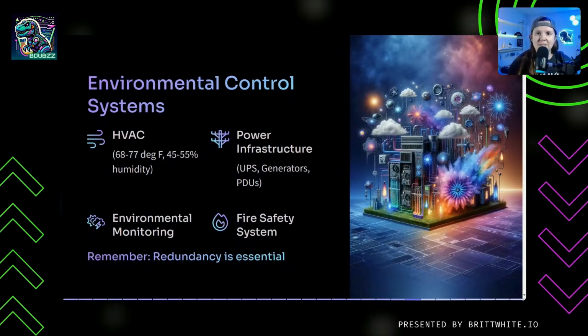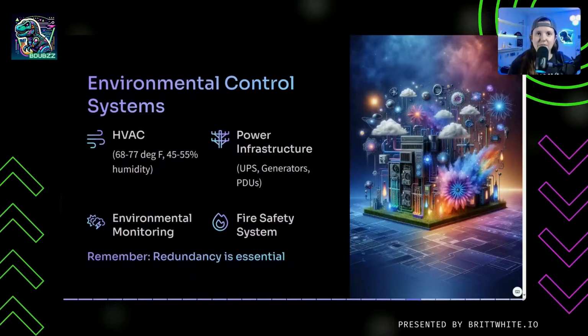There's standby, line interactive, or online. Generators can kick in for long-term backup, which is necessary for places like hospitals. And power distribution units, or PDUs, can distribute power efficiently across racks. Environmental monitoring systems track temperature and humidity sensors, water leak detection, airflow measurements, and power usage.